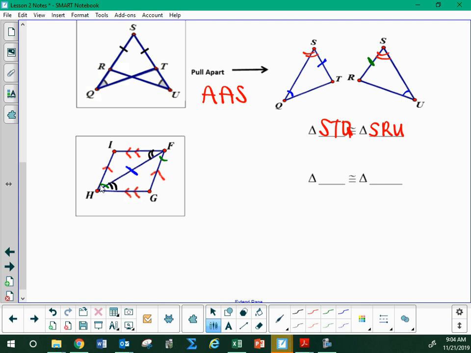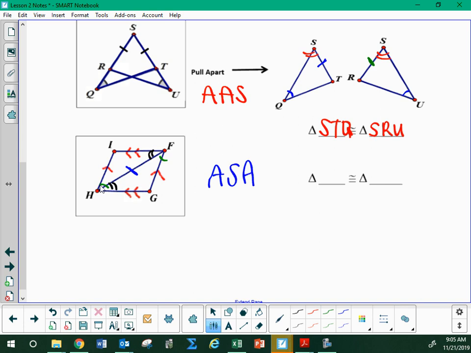All right, do you agree with these markings I've added to the picture? Okay, I saw Kira agreed, but no one else. Does anyone else agree? That's all that matters. That's all the validation. All right, so I have angle, side, angle, angle, side, angle.